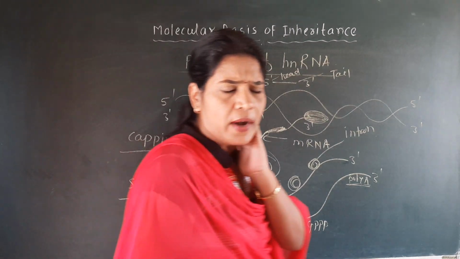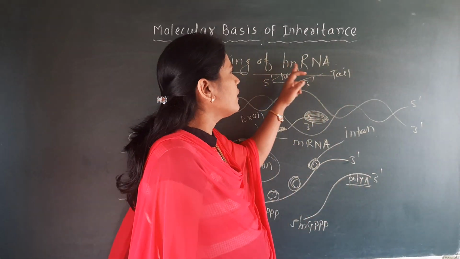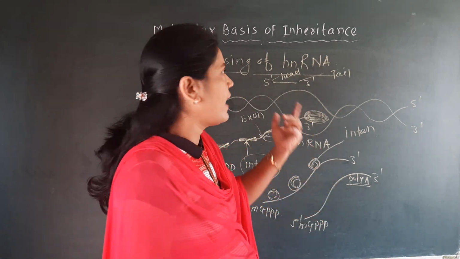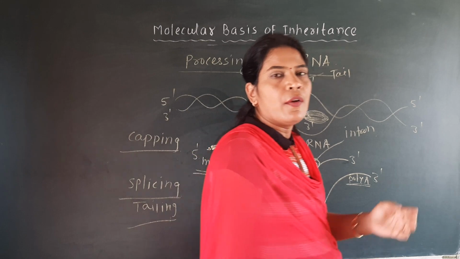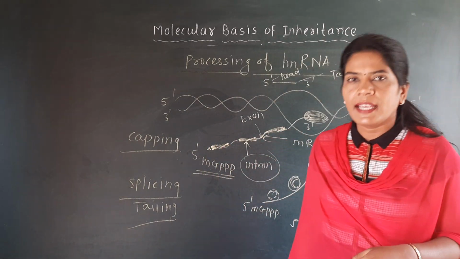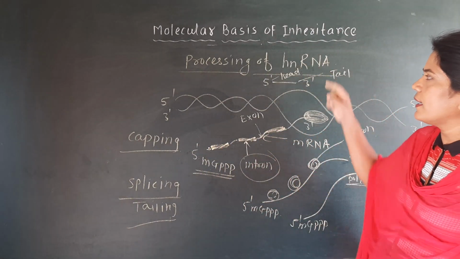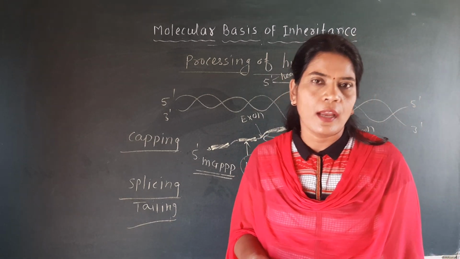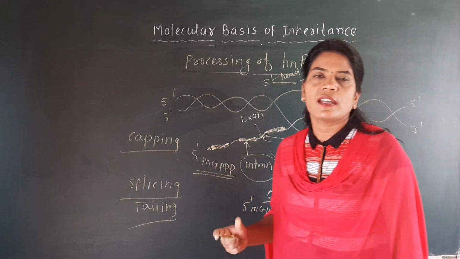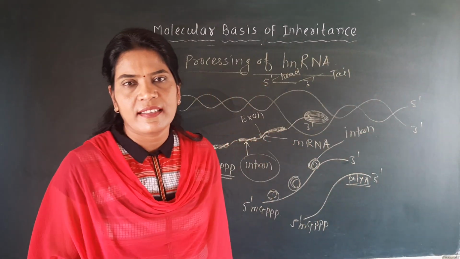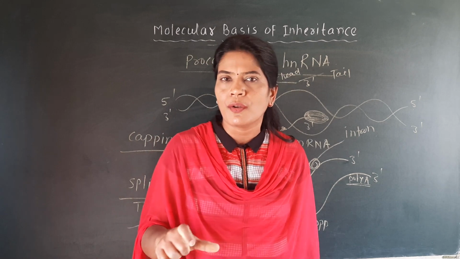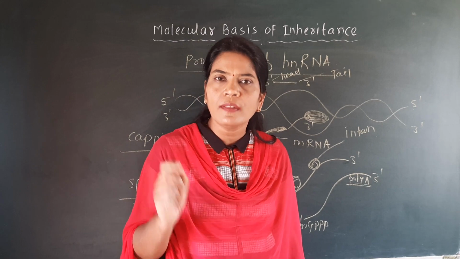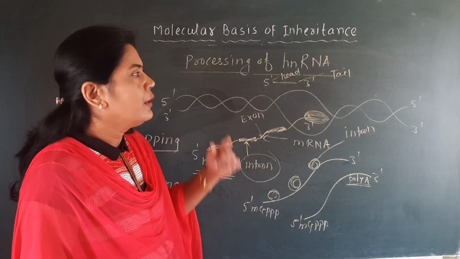I will repeat some points. Heterogeneous nuclear RNA means the RNA or the mRNA before the processing. When the capping, splicing and tailing take place in this hnRNA, then that process is called the processing or the maturation of the RNA. The whole process of maturation takes place in the nucleus itself, because the nucleus is that region where the DNA forms the mRNA by the process of transcription. So the whole process is carried out in the nucleus.